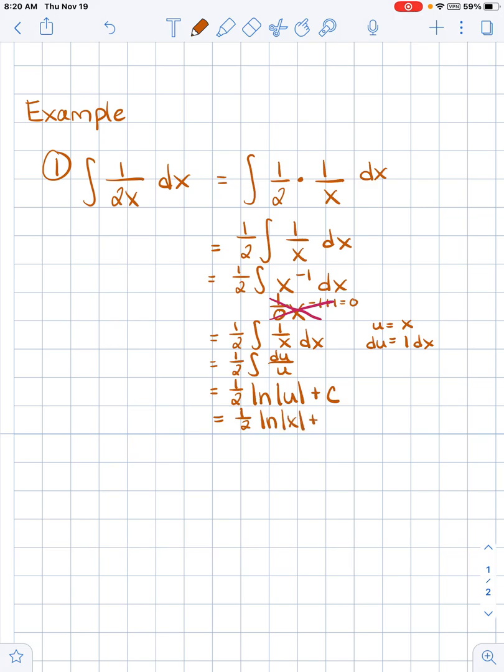Notice the absolute values. Got to make sure that we're only looking at the positive values of x. Those are the only values that work with a natural log. A natural log can only output a positive value.